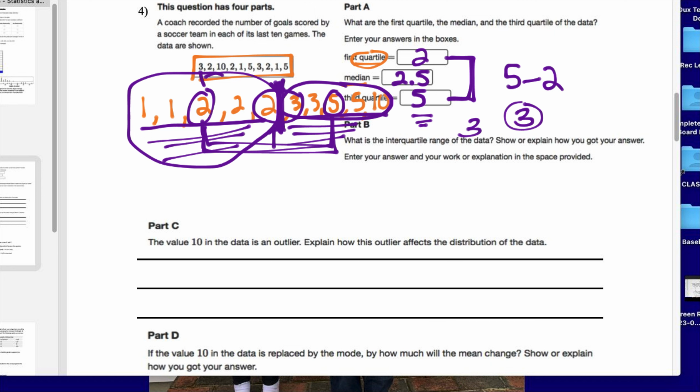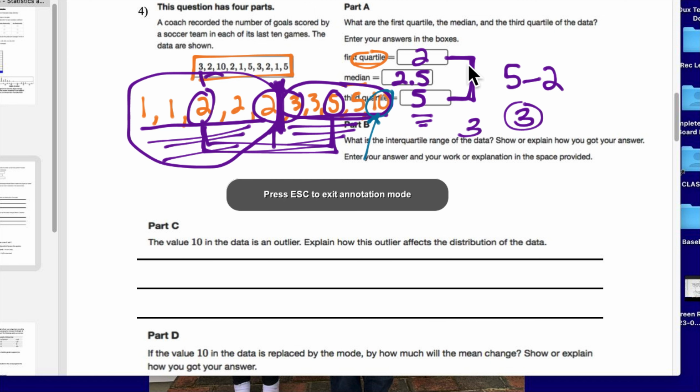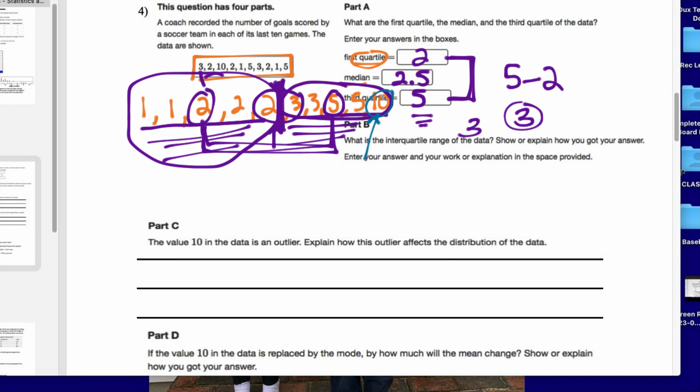And then part C says the data point of 10 is an outlier, which is absolutely true, right? That data point of 10 is much higher than the rest of the numbers. But how does it affect the distribution of the data? Well, if that 10 was a 6, it wouldn't be an outlier, but it also would not have affected any of these numbers. These wouldn't have changed. But what it would affect is the mean, which is the average. That 10 is going to create a higher average because you'd add them all up and divide by 10 points. Adding a 10 versus a different number would make it a much higher average than it would have otherwise been. So that's how it affects the distribution.